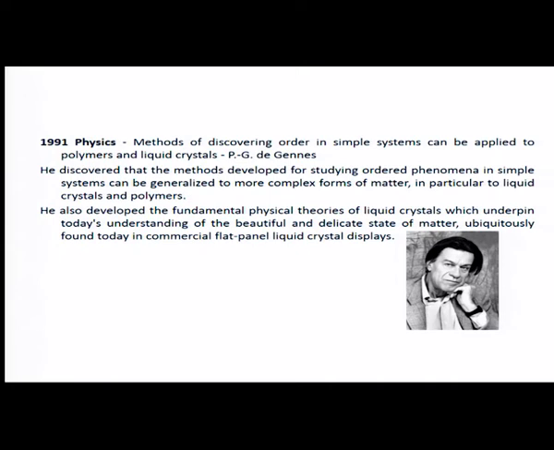The 1991 Physics Nobel Prize went to the methods of discovering order in simple systems which can be applied to polymers and liquid crystals. de Gennes received the Nobel Prize. He discovered that the methods developed for studying ordered phenomena in simple systems can be generalized to more complex forms of matter, in particular to liquid crystals and polymers. He also developed the fundamental physical theories of liquid crystals which underpin today's understanding of the beautiful and delicate state of matter ubiquitously found today in commercial flat panel liquid crystal displays. In watches you can see these liquid crystals.